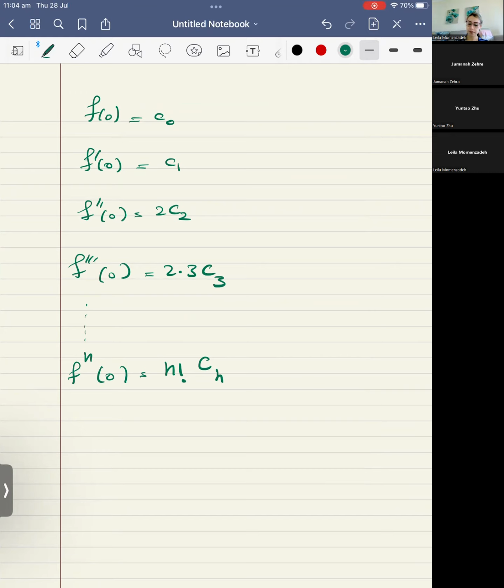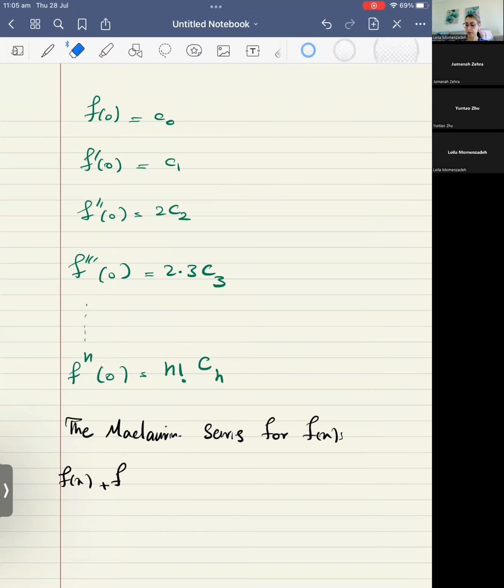It means the Maclaurin series for f of x would be equal to f of 0 plus f prime 0 x plus f double prime 0 over 2 factorial x squared.